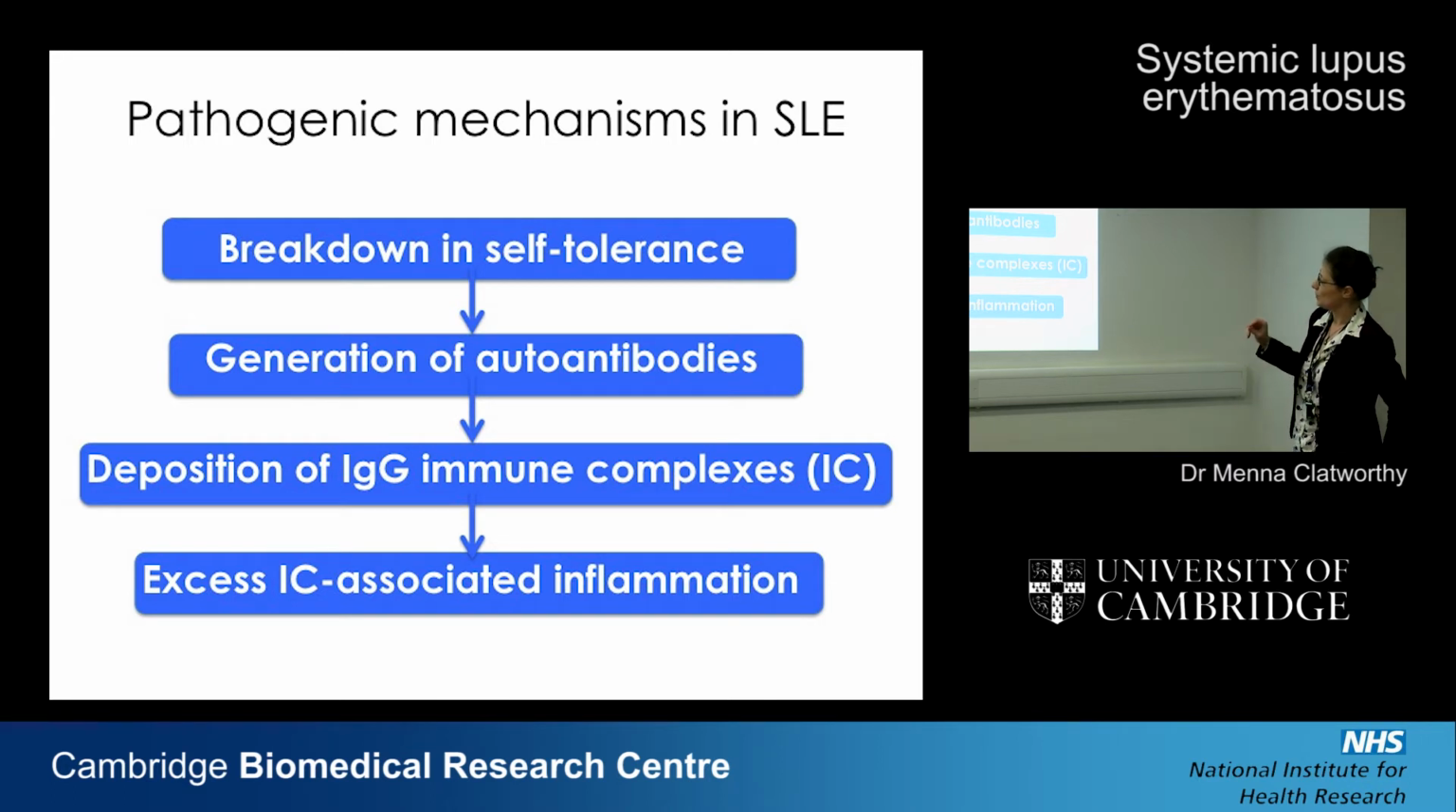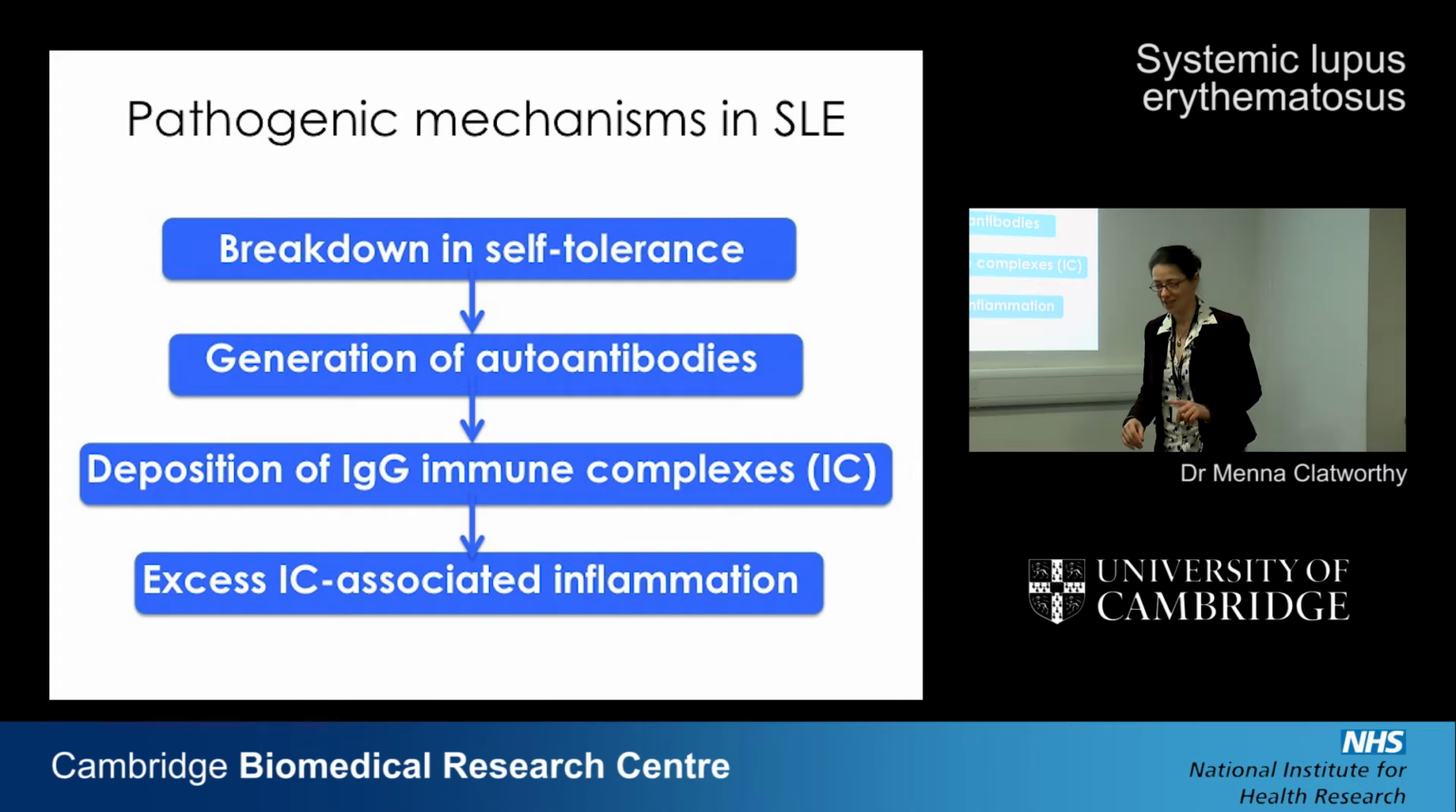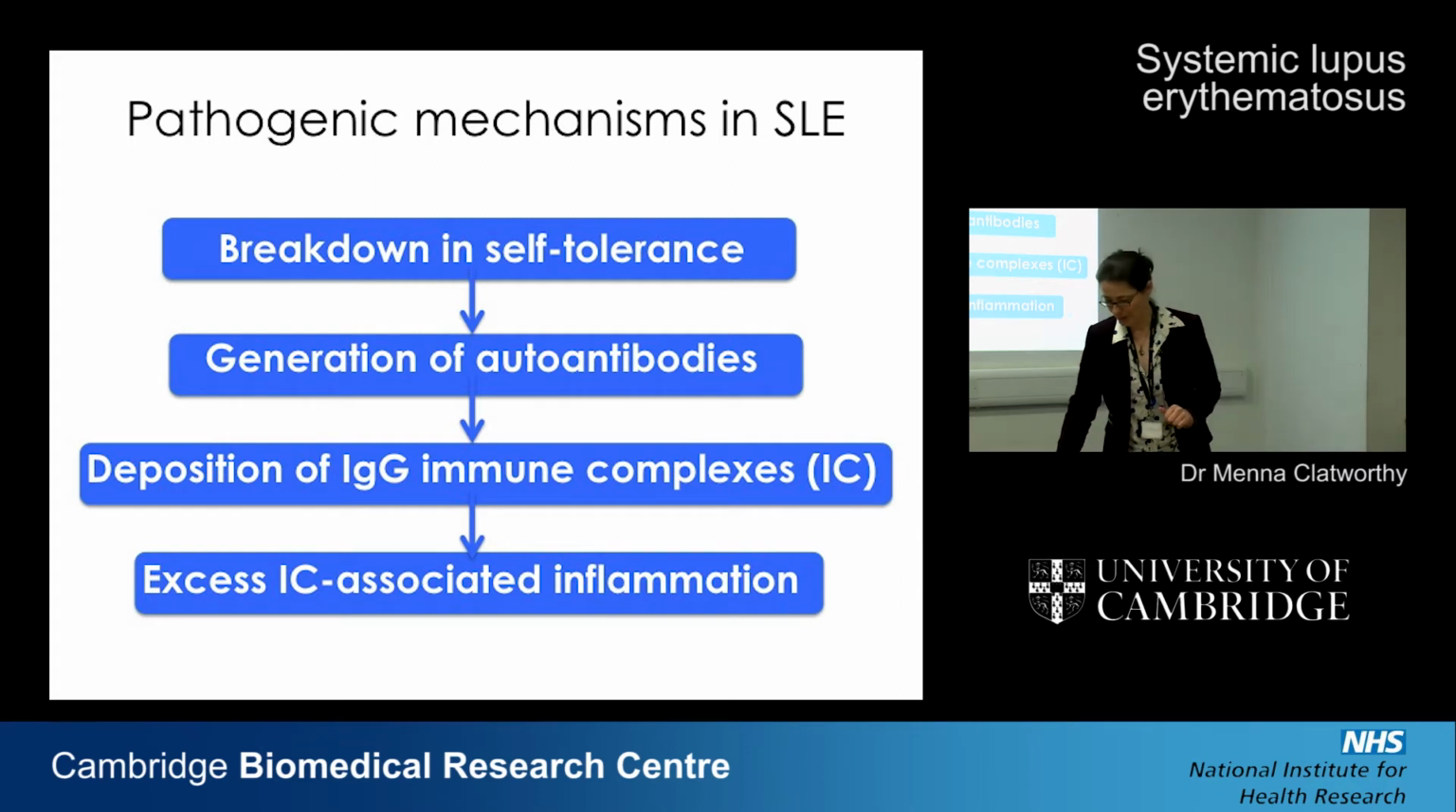These autoantibodies are deposited as immune complexes, which just means a combination of antibody and antigen. And we know in lupus that first of all there's a failure to clear these immune complexes, but also the immune response to those immune complexes is excessively exuberant.